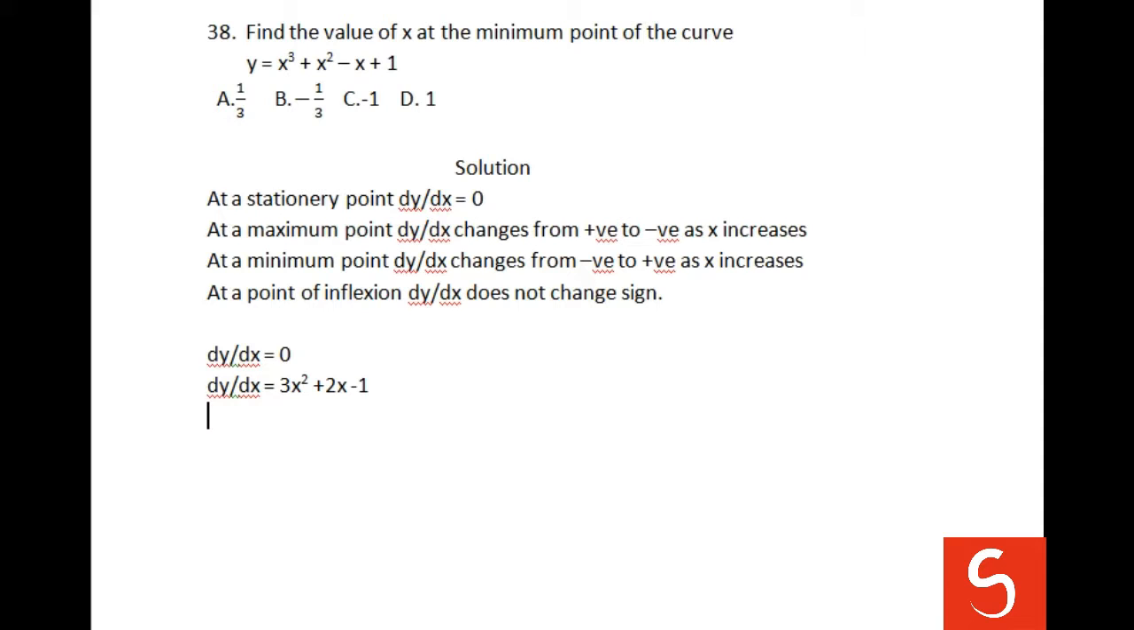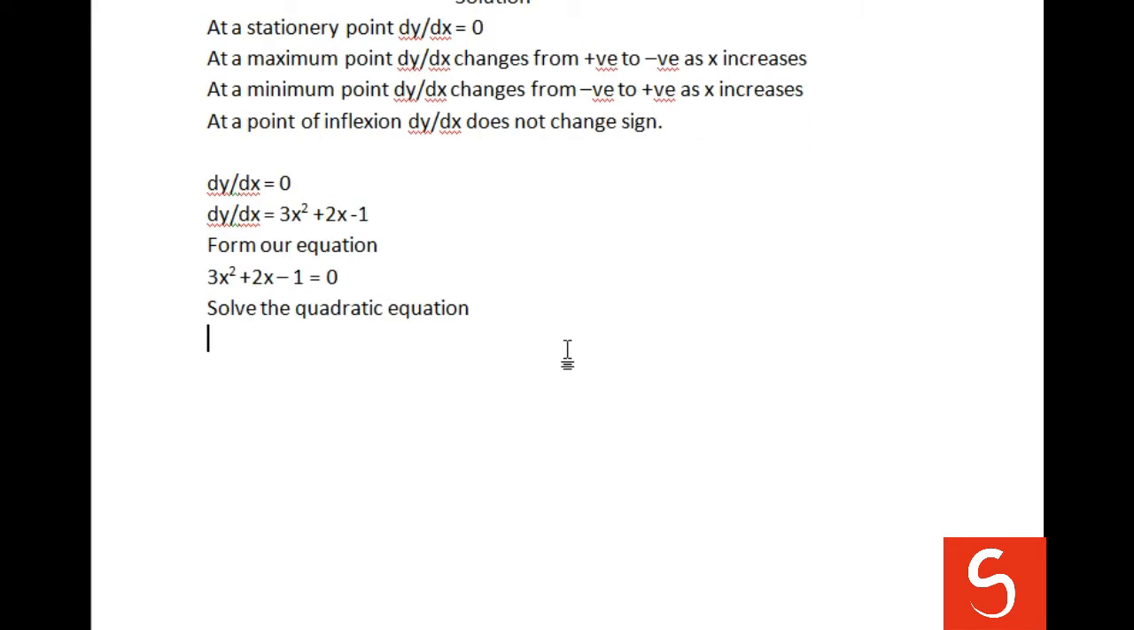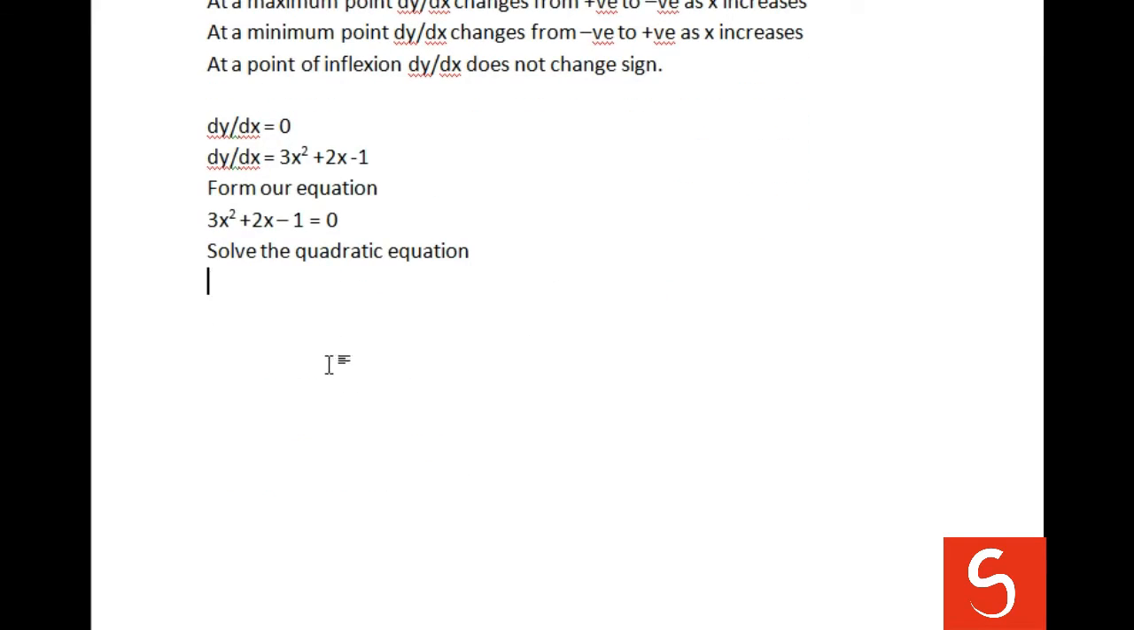So we can now form our equation and have that 3x raised to the power of 2 plus 2x minus 1 is equal to 0. For us to determine the turning points, we need to solve the quadratic equation. We can use any method. We have the formula method, we have the factorization, but I prefer the factorization method since it's quicker.